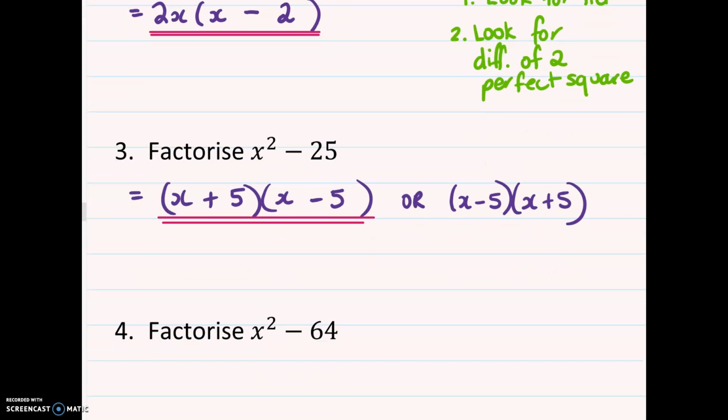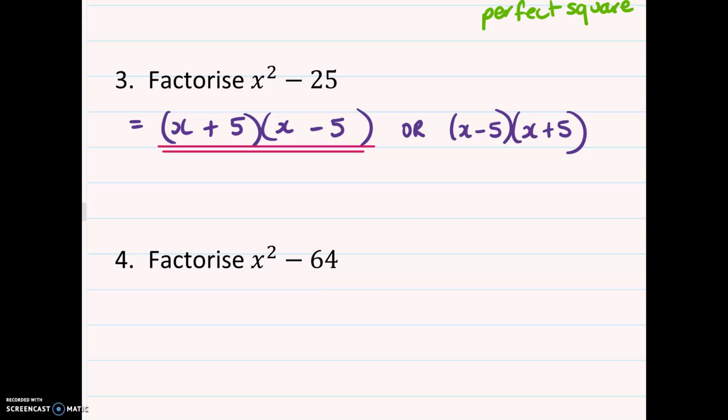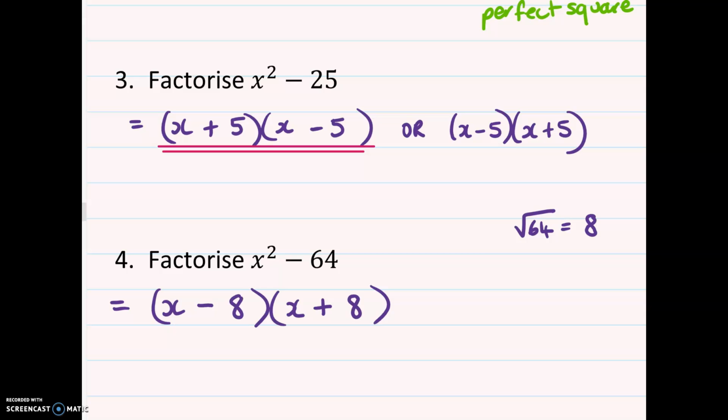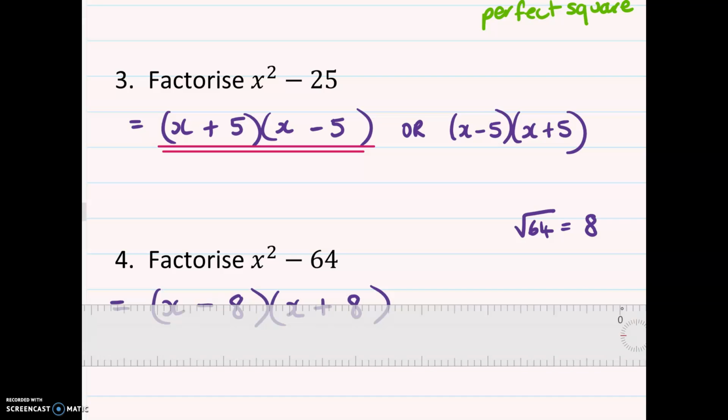Hopefully, having seen that one, you can see that number 4 is similar again. Perfect square, takeaway, it's got to be takeaway, 64. So we're going to have 2 brackets. One's positive, one's negative. I'll just change the order for a change. X squared, well, its square root is x, so x goes at the front of each bracket. And 64, if you're not sure if it's a perfect square, put it into your calculator. Can you do the square root of 64? If it works out to a nice whole number like this one does, then it is a perfect square. So 8 goes at the back of each bracket. And that's number 4.